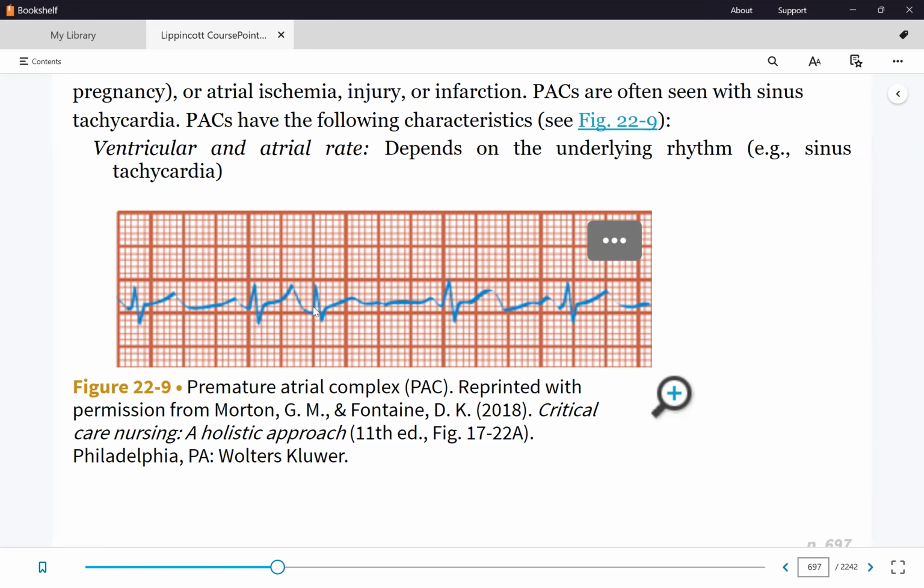It's easy to spot a premature atrial complex, or even a PVC, a premature ventricular complex, because it's followed by a pause. Look at the middle of this figure. That's a pause, yeah? A premature beat is always followed by a short pause, and then the underlying rhythm resumes. So when you see a pause on the monitor, that's likely a PAC or a PVC. I'll show you PVC later.